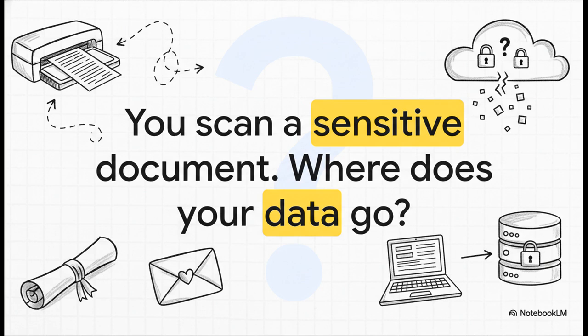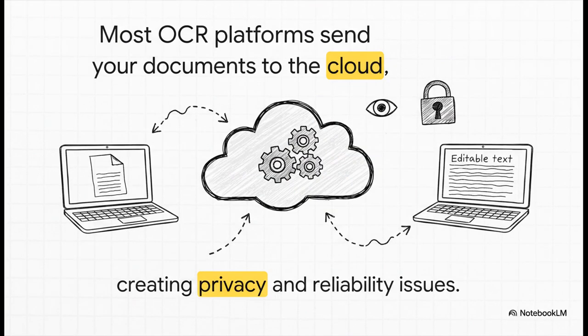You've just scanned an important document, maybe a contract, a rare manuscript for your research, or even a personal letter. You need to turn it into editable text. You upload it to an online tool, but have you ever just stopped and thought for a second, where does my data actually go? Well, for the vast majority of optical character recognition, or OCR tools, the answer is pretty simple. It goes to the cloud. Your file gets uploaded, processed on some remote server you have absolutely no control over, and then the result gets sent back to you. It's just the system we've all gotten used to.